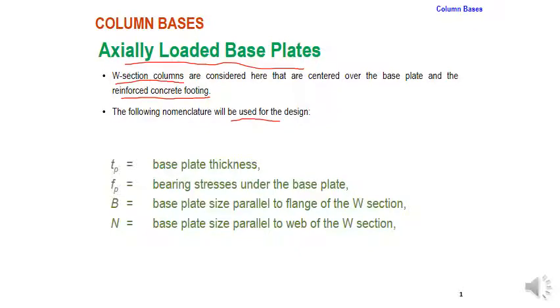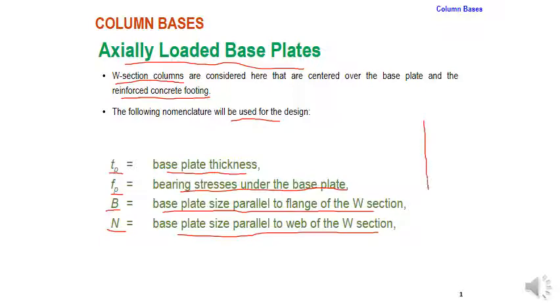The following nomenclature will be used for the design. Starting with those, we have TP, which represents the base plate thickness. Then we have FP, the bearing stresses under the base plate. Then capital B gives the base plate size parallel to the flange of the W section. Then capital N is the plate size parallel to the web of the section. So that is very important.